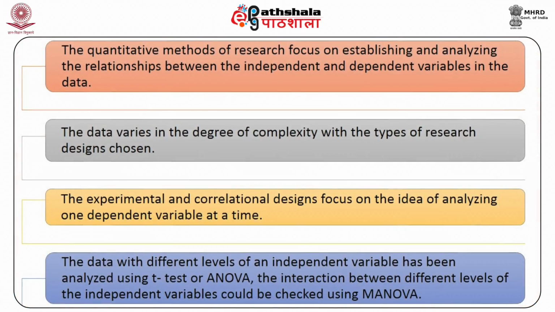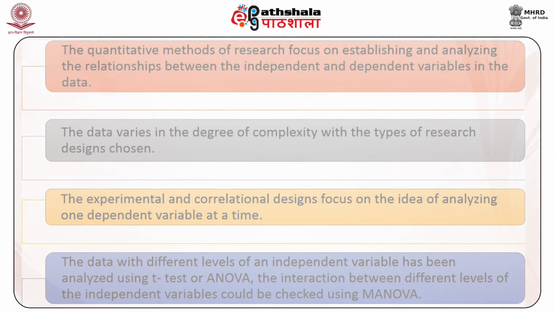The quantitative methods of research focus on establishing and analyzing the relationships between the independent and dependent variables in the data. The data varies in the degree of complexity with the types of research designs chosen. The experimental and correlational designs focus on the idea of analyzing one dependent variable at a time. The data with different levels of an independent variable has been analyzed using a t-test or an ANOVA. The interaction between the different levels of independent variable could be checked using ANOVA also.